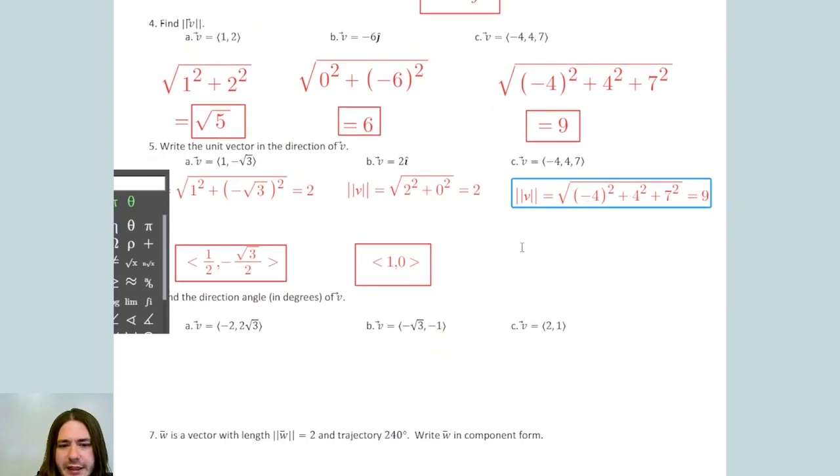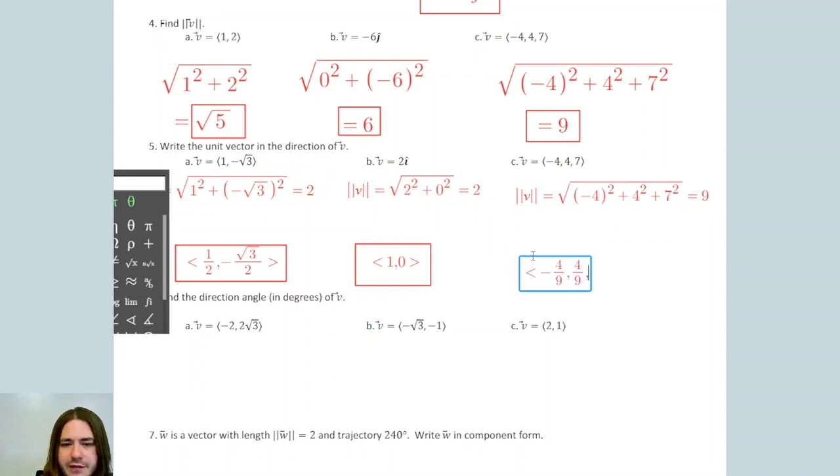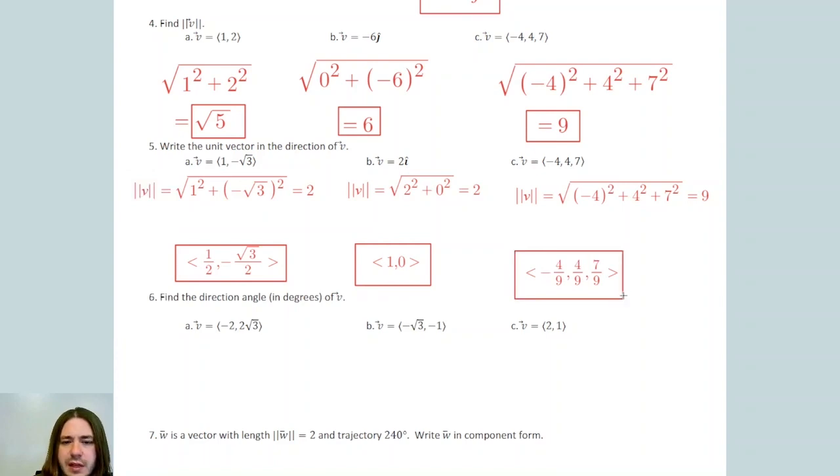So we need to divide each vector by 9. So negative 4 divided by 9, 4 divided by 9, and 7 divided by 9. None of that is anything we can reduce. So this right here represents the unit vector in the direction of negative 4, 4, 7. So basically it's going in the exact same direction. It'll sort of lie right on top of it. The only difference being this will have a magnitude of 1 rather than a magnitude of 9.